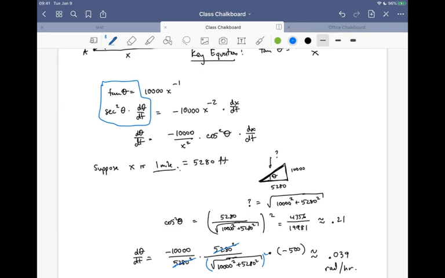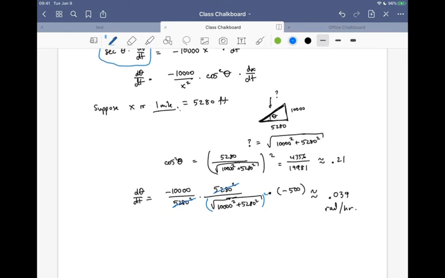Now, radians per hour as sort of a number, like 0.039 radians per hour, that doesn't mean anything to anybody. So I can convert this into degrees per hour. The way that we'll convert it is we'll multiply by 180 and divide by pi, and then again, just to compute that real quick, that comes out to about 2.2 degrees per hour. Okay. So generally speaking, in calculus, everything should be assumed to be in radians and if you want things in degrees, you have to convert.